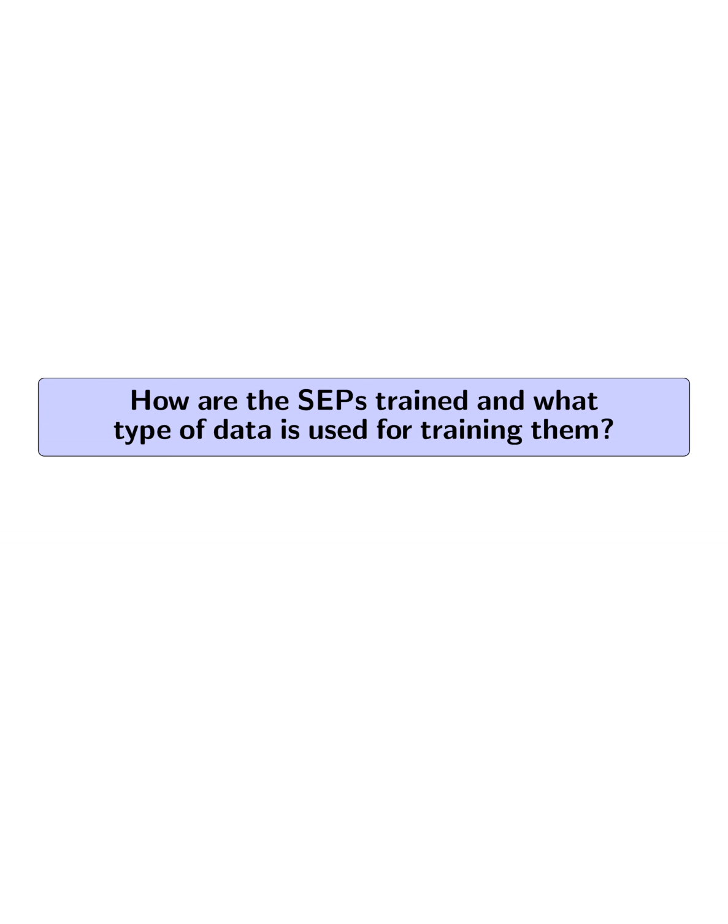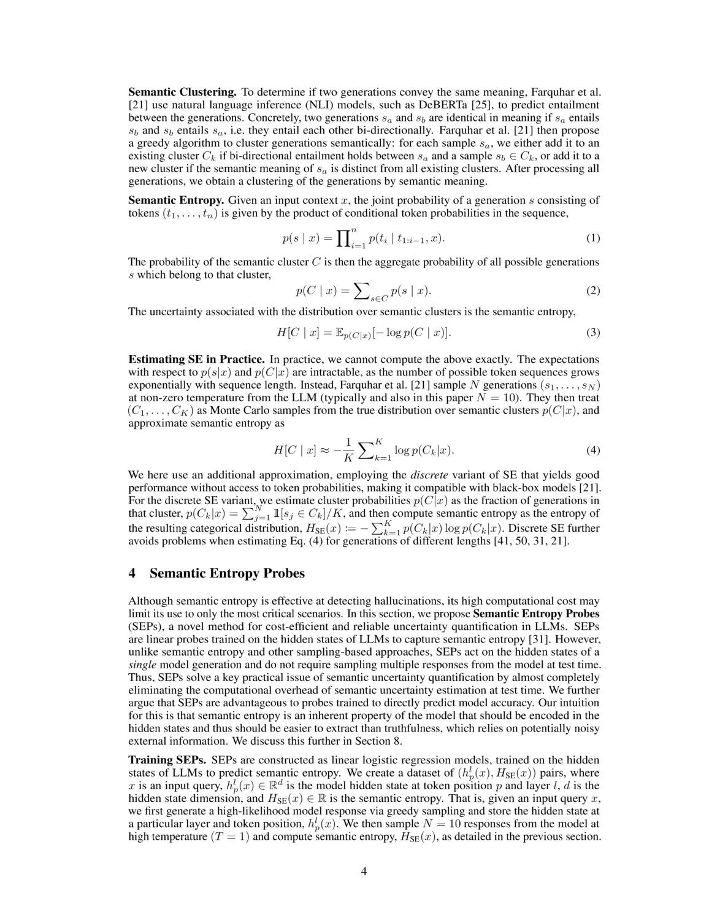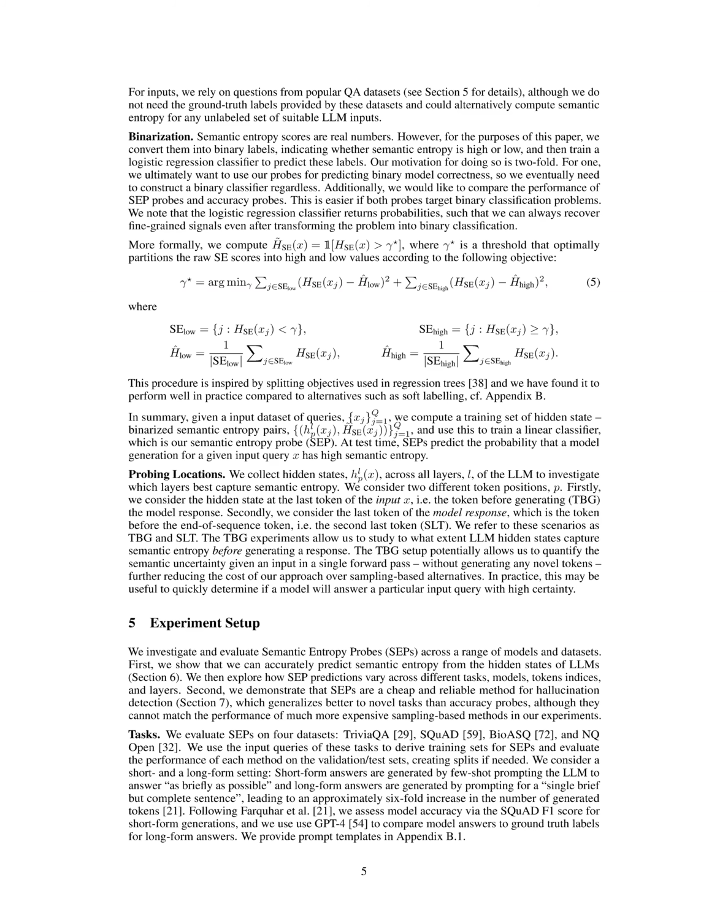How are the SEPs trained, and what type of data is used for training them? The semantic entropy probes, SEPs, are trained as linear logistic regression models on the hidden states of large language models, LLMs, to capture semantic entropy. The training data for SEPs consists of pairs of hidden states and semantic entropy values.